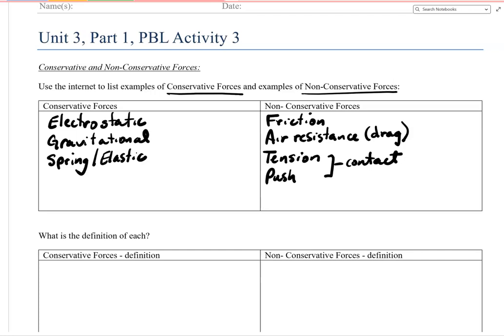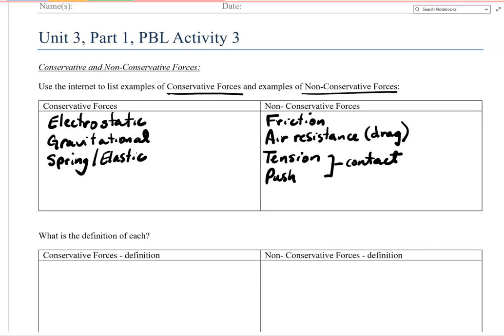For conservative forces, I saw that electrostatic forces, gravitational, spring, or elastic forces are considered conservative. And for non-conservative forces, I found friction or air resistance or drag, tension forces, which are like pulling forces, and pushing forces. Both of those are what we might call our contact forces from earlier in this class.